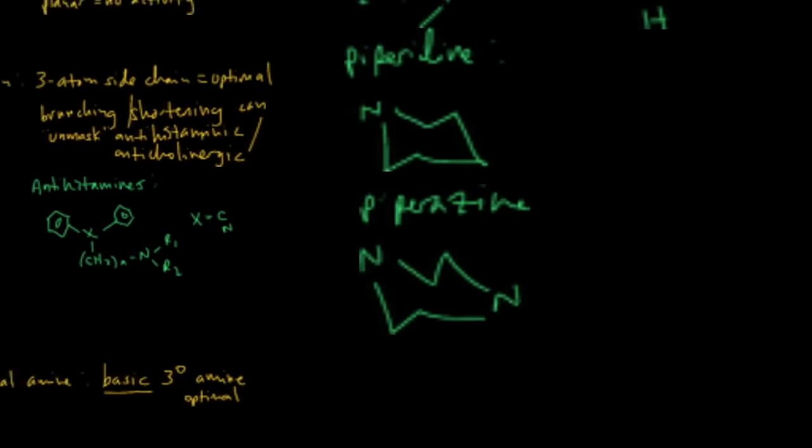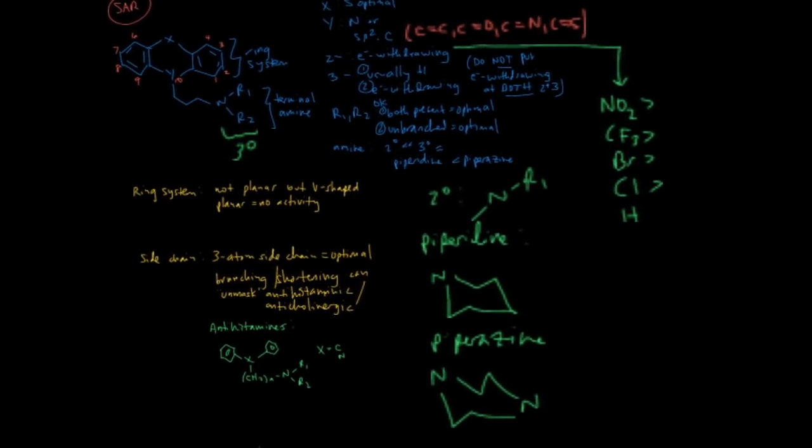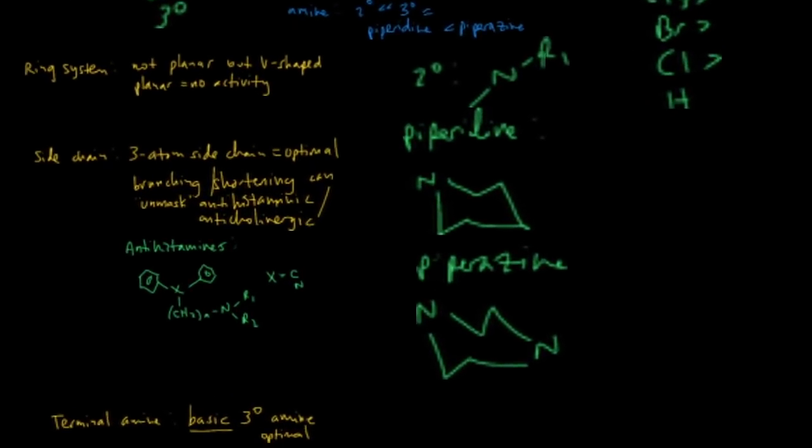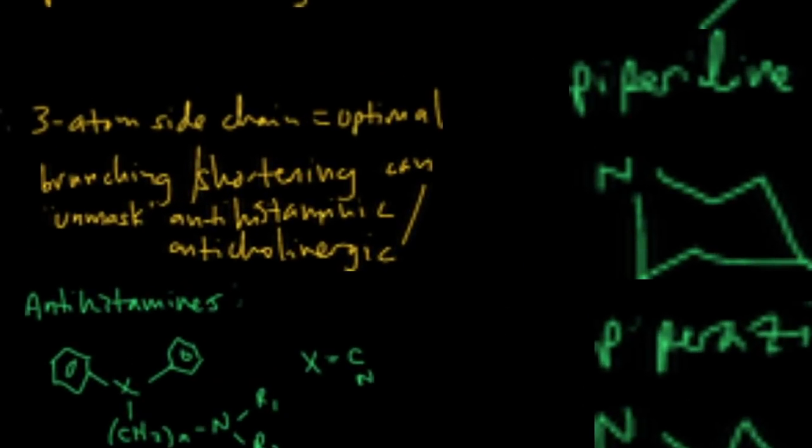Let's see. What else do I need to go over? Okay, so that's all the right side. Now, details on the bottom in the yellow. The ring system is not planar, but it's actually V-shaped. If you look at it 3-dimensionally, it's V-shaped and not planar. If you have a planar compound, you do not get activity.